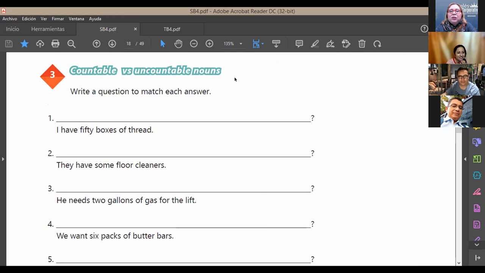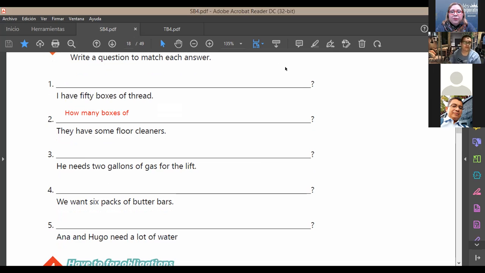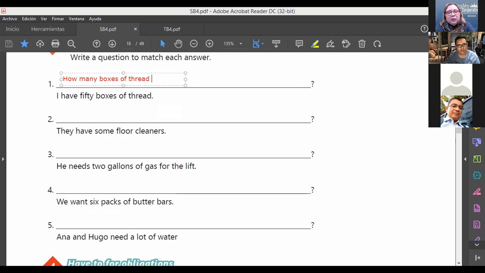Ahí está. Entonces, how many boxes of thread? Voy a bajarlo un poquito más para que no nos vaya a costar. Thread es los hilos, okay? Boxes of thread. Do you have? Okay. Do you have? Vamos a ver la siguiente.